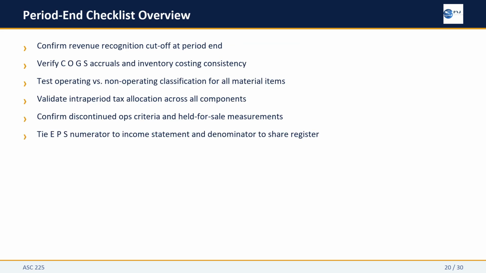The period-end checklist is your quality gate. Cutoff for revenue. Accruals for COGS. Classification tests for every material non-operating item. Intraperiod tax allocation verified across all components. Held for sale criteria confirmed before any discontinued presentation. EPS numerator and denominator tied to source records. This checklist does not exist to slow you down. It exists because these are exactly the areas where material misstatements occur.